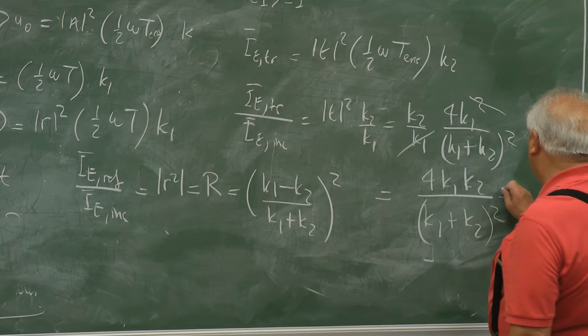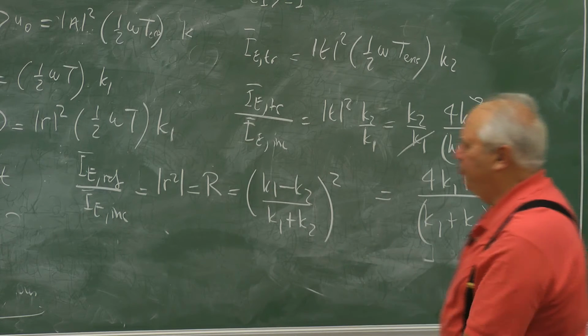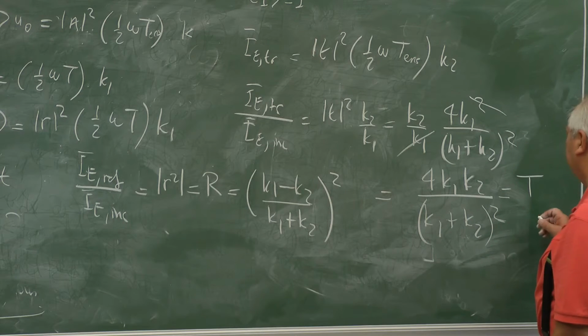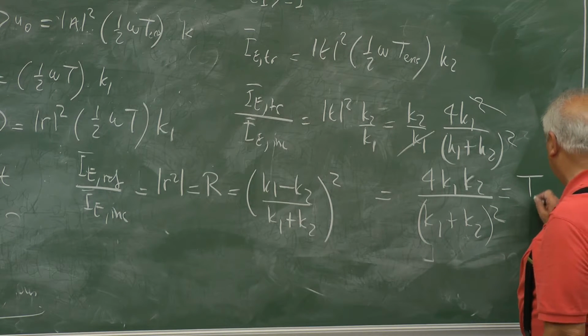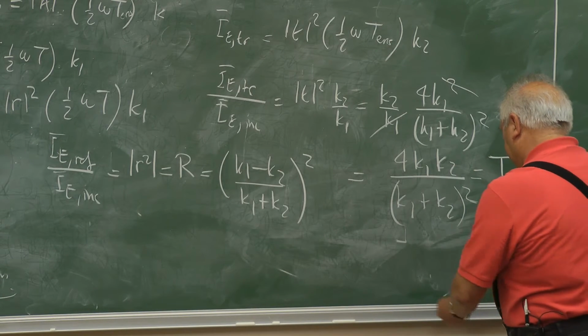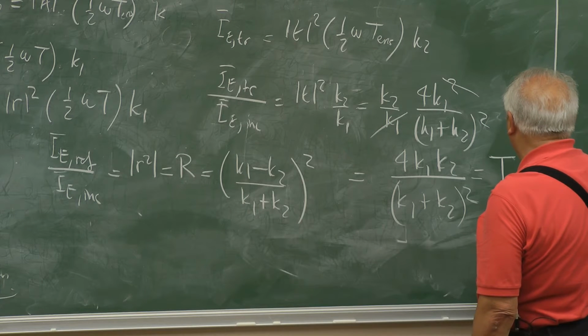So to that we shall call T, transmission. We have too many T's. One we use for period, one we use for tension. Now it's for the transmission coefficient, but I think this is the transmission coefficient, T.